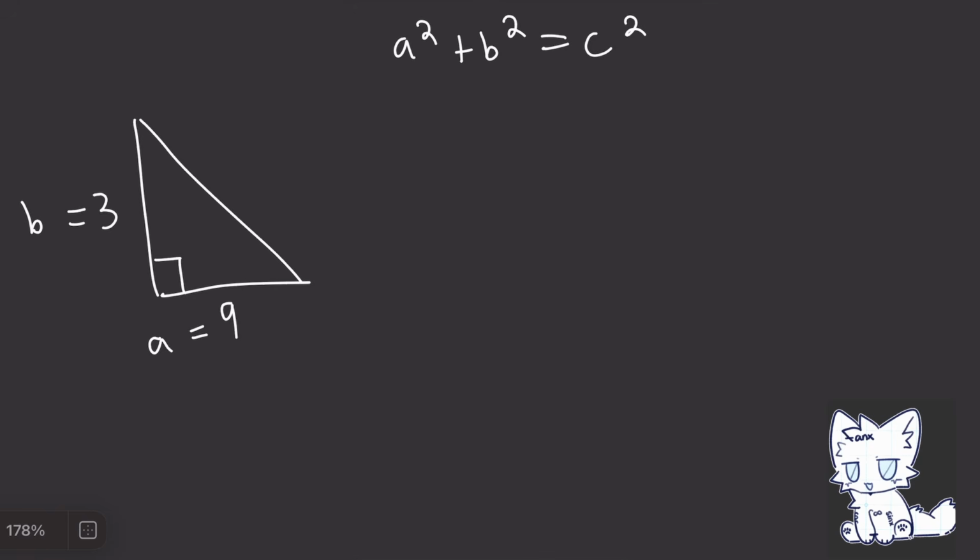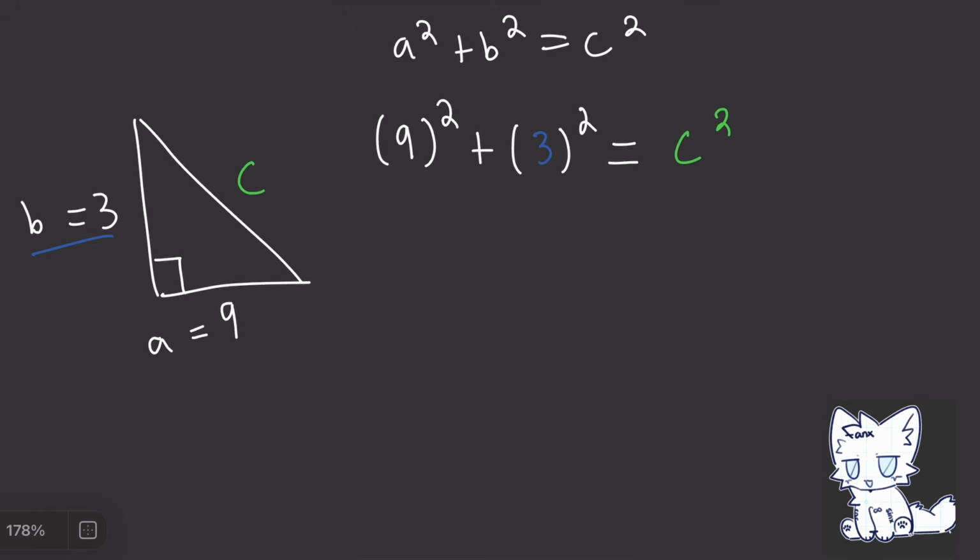So, since we know what a is, we can plug that into the formula. 9 squared plus, and then b is equal to 3. So 3 squared, then that is equal to c squared. It's important to note that c squared does not equal c. So just by this formula by itself, it will not tell us the exact value, and we will need to solve for c. So let's simplify this down.